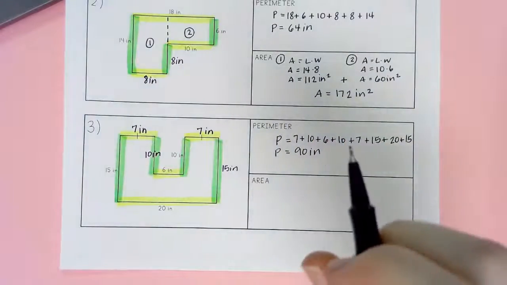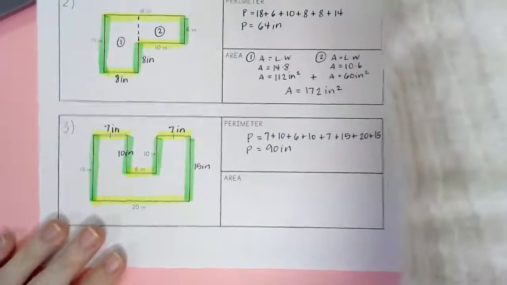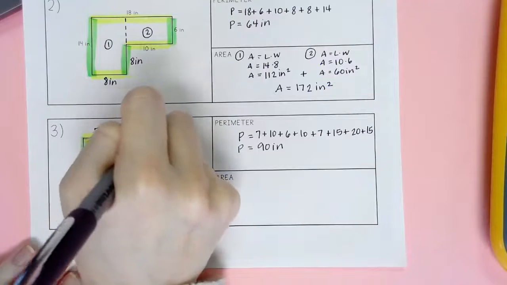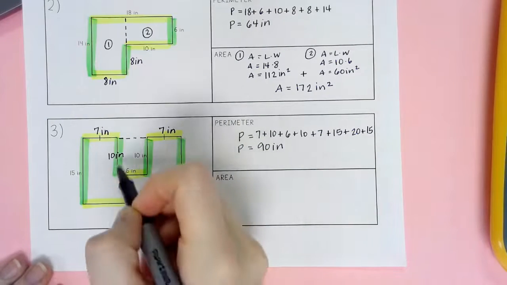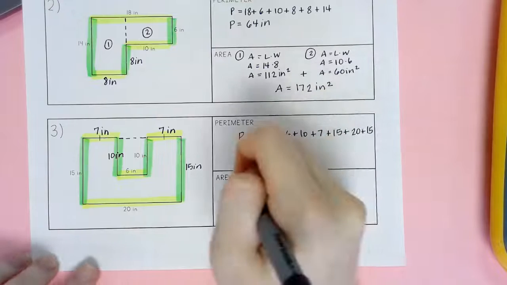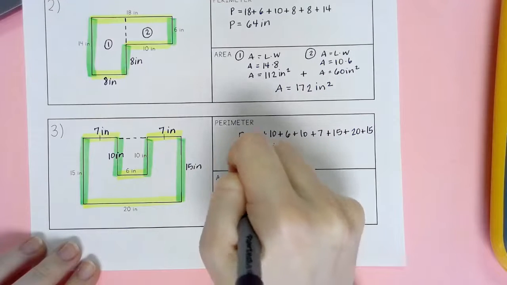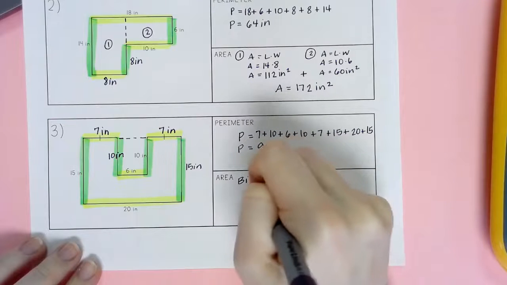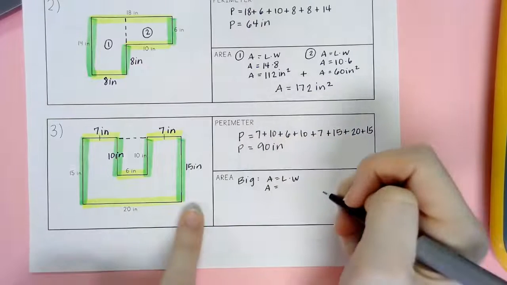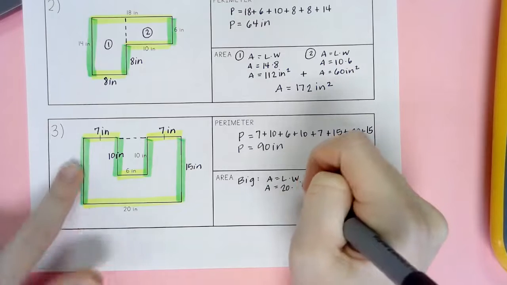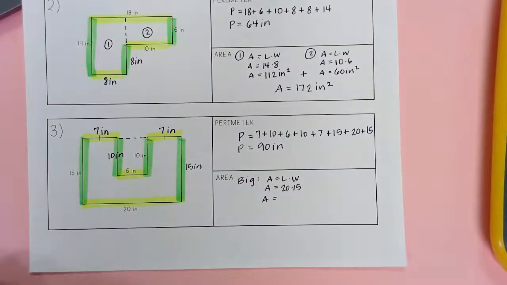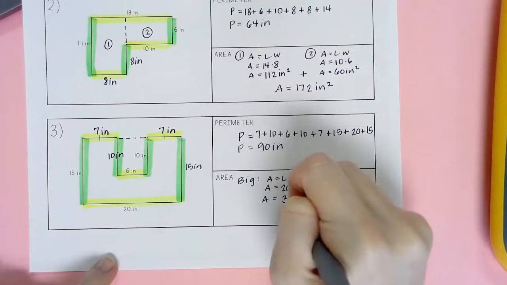All right, now I'm going to find my area. And when I find my area, I'm going to make my shape larger and cut out a piece of the cake. So I'm going to do my big. Area equals length times width. Area equals, the big is 20 times 15. A equals 20 times 15 is 300 inches squared.